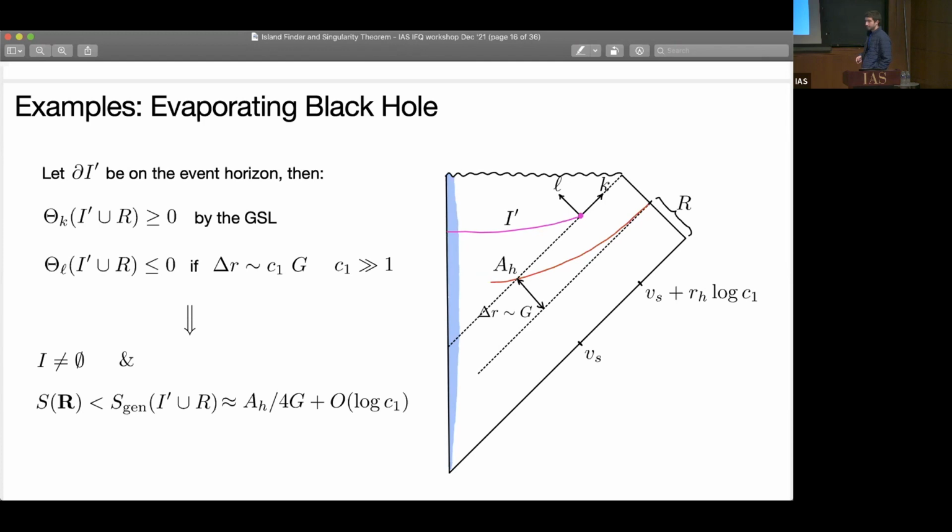Okay. Sorry, what is the red curve? The red curve? Yeah. The red curve is the line where the area radius here and the area radius there is of order G. So at some point it hits the horizon, goes inside it, and continues going behind it. Going fast.